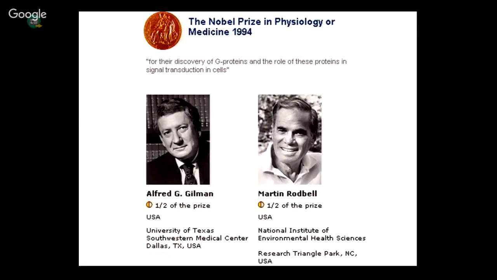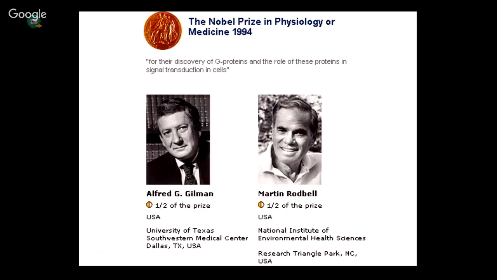And we talked about G protein. The G protein was not discovered until 1994, by Dr. Gilman and Dr. Rodbell. And they discovered G protein, and this is a very important discovery because it is really widely used in our body system. And as far as we know, a large share of receptors are G protein coupled receptors.